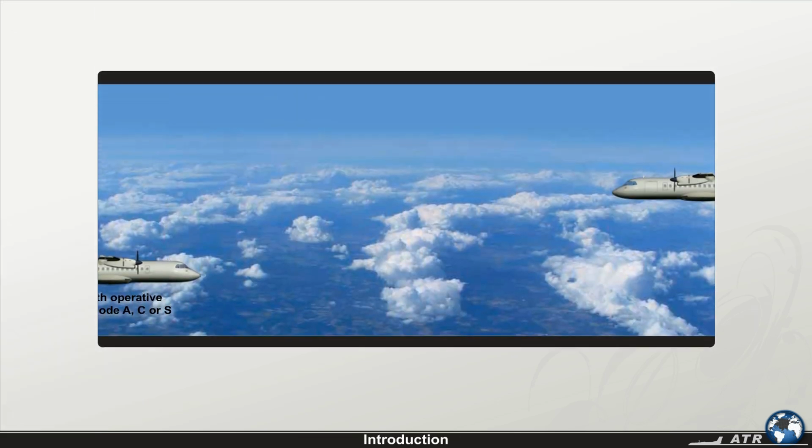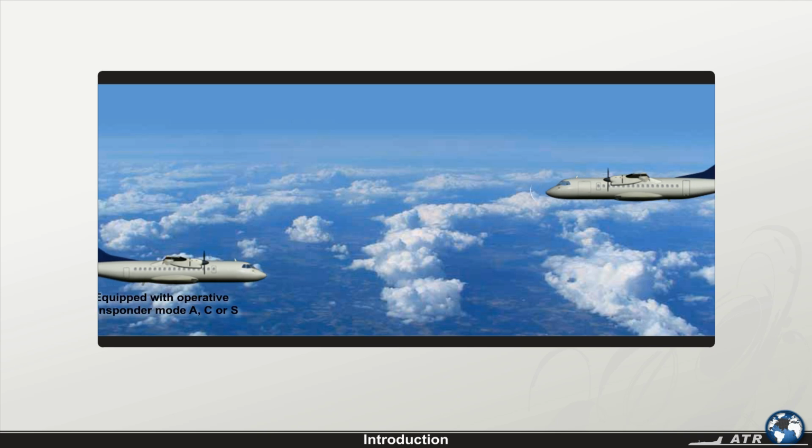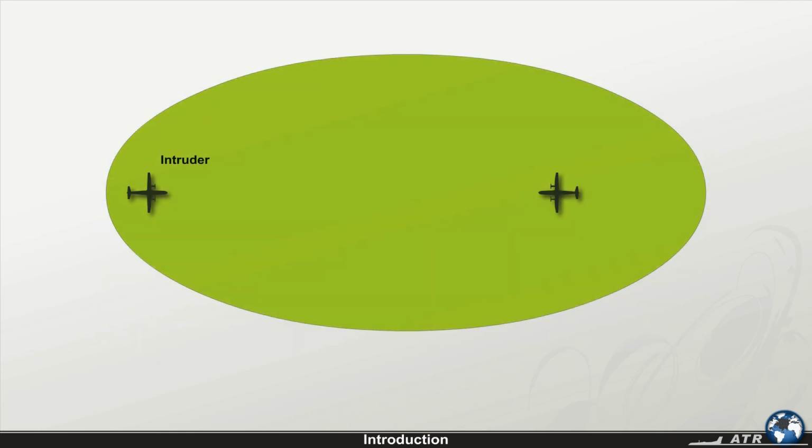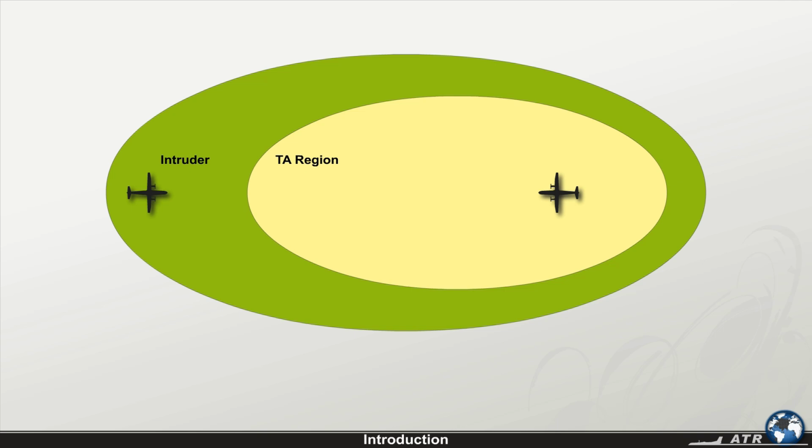The TCAS is an onboard system designed as a supplementary aid to the flight crew in order to detect the presence of a nearby aircraft and to reduce the risk of mid-air collisions between aircraft. By interrogating other aircraft equipped with an operative transponder mode A, C, or S, the TCAS can identify and display on the TCAS VSI potential and predicted collision targets. The system also provides collision avoidance protection by means of traffic advisories, TA, and resolution advisories, RA.